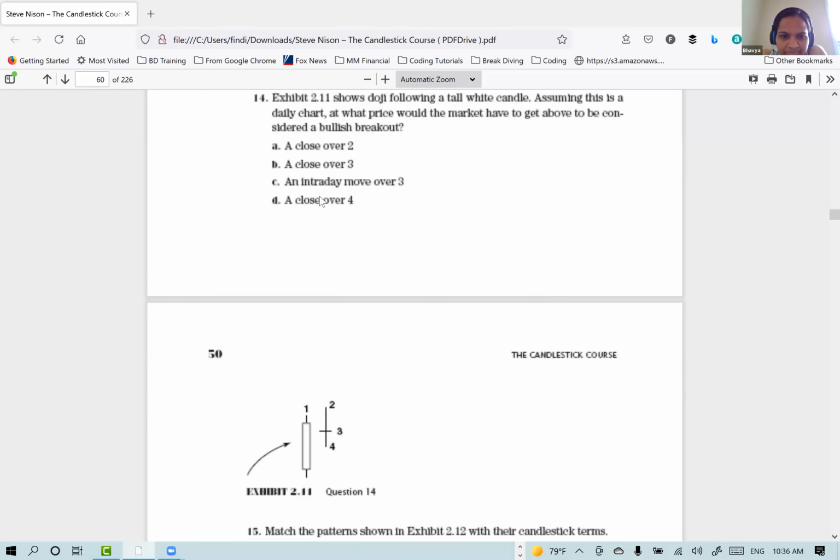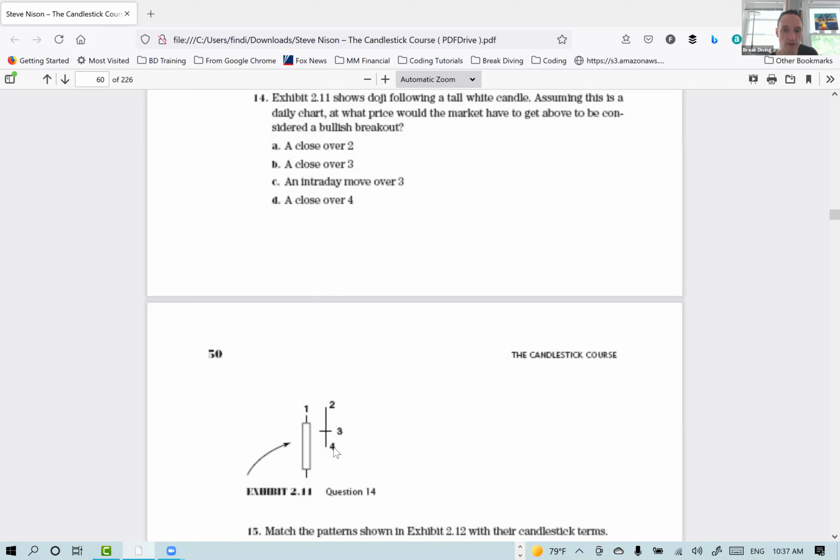Number 14. Exhibit 2.11 shows a doji following a tall white candle. Assuming this is a daily chart, at what price would the market have to get above to be considered a bullish breakout? I remember this one, but I don't remember the answer. A is a close over 2, B a close over 3, C an intraday move over 3, D a close over 4.